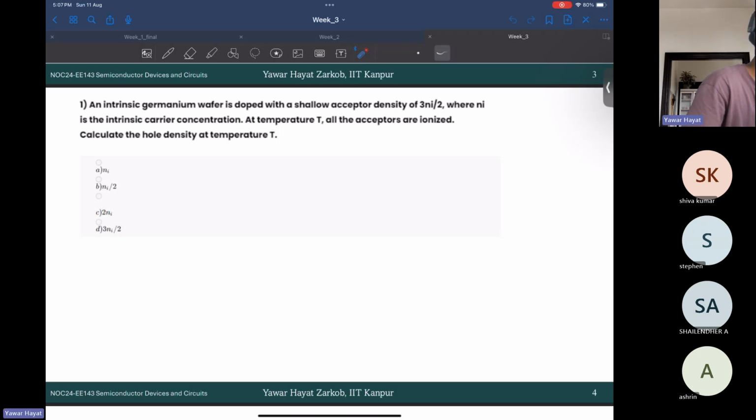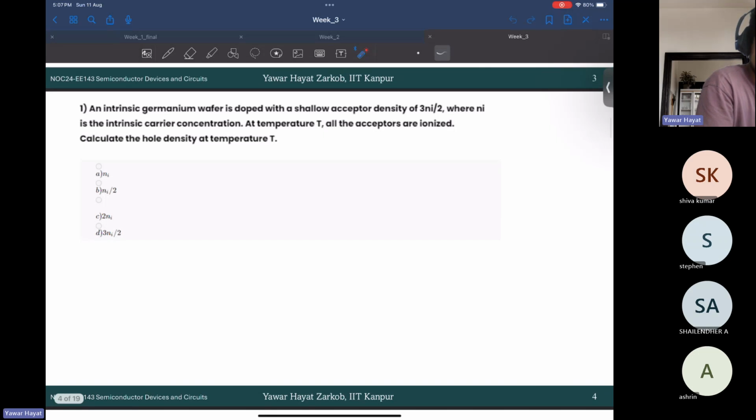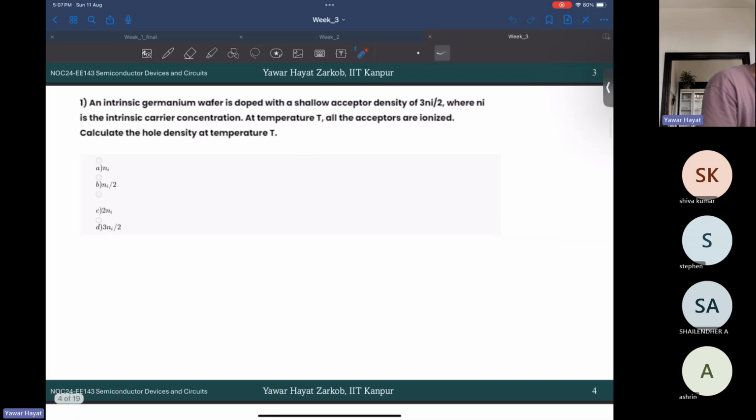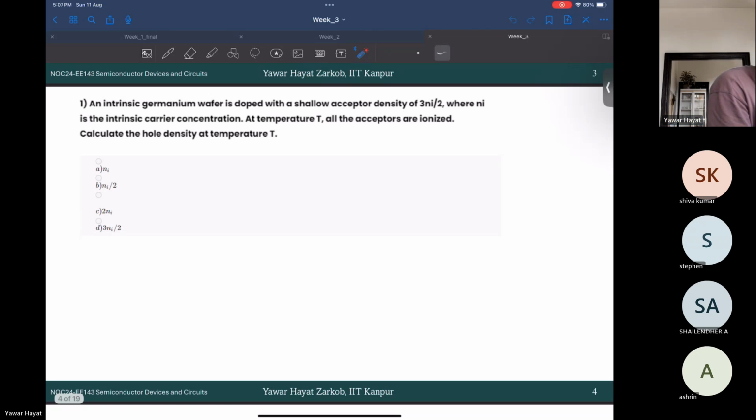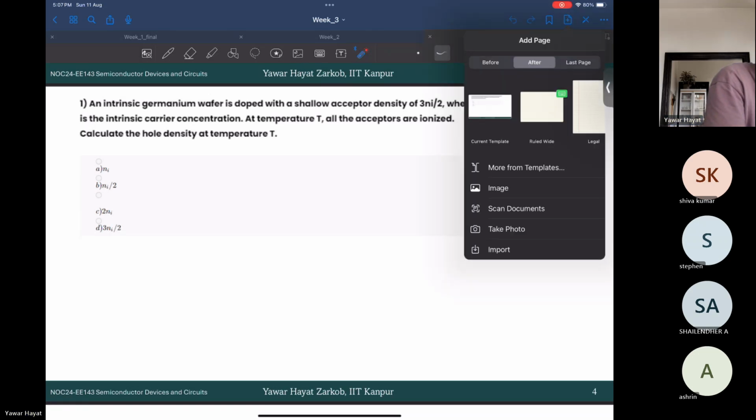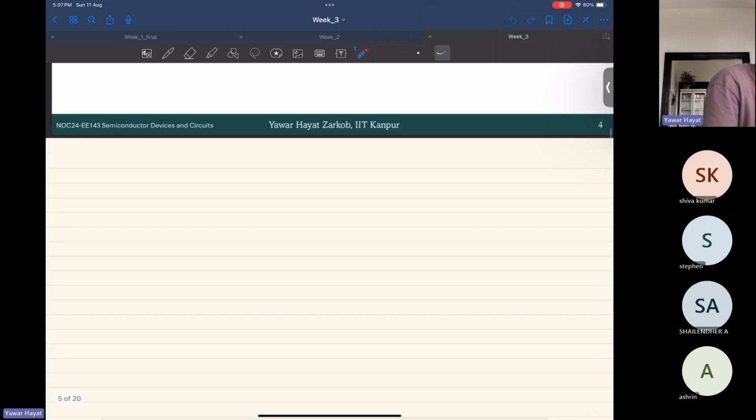Or we'll do one thing. I'll also start doing it and you can try this at your end as well. Okay, that will save us time. I guess I should insert a page. All right, done.